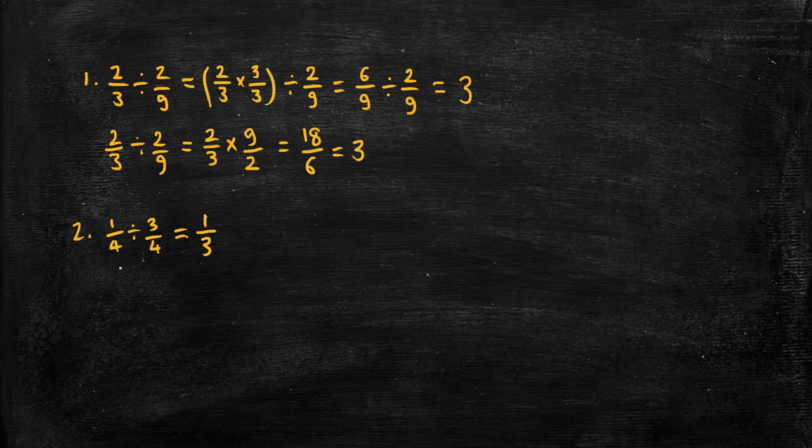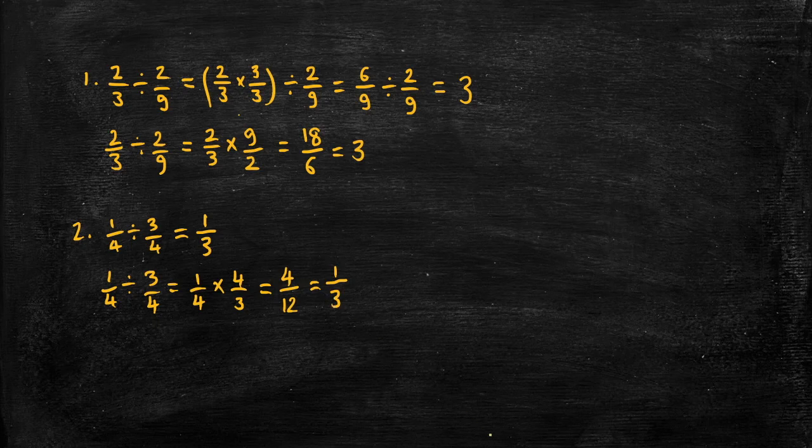Let's do the same problem but use the invert and multiply method, or the keep, change, flip method. Just write down the problem again, and then keep the first fraction, change division to multiplication, and flip the second fraction. And now I've got an equivalent fraction multiplication problem. Multiply the numerators, multiply the denominators, and then simplify this fraction by dividing numerator and denominator each by 3, and we'll get 1/3.